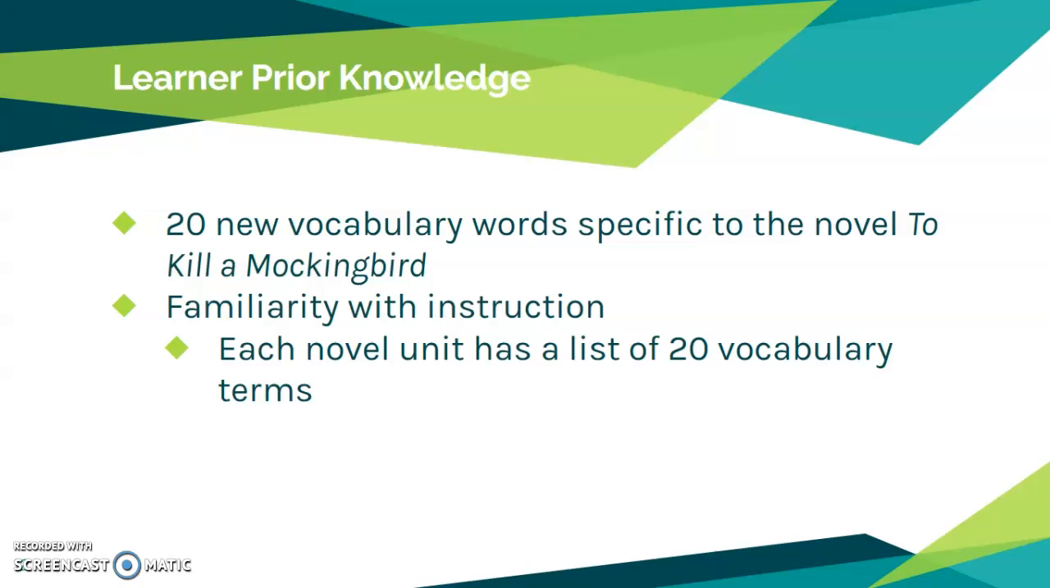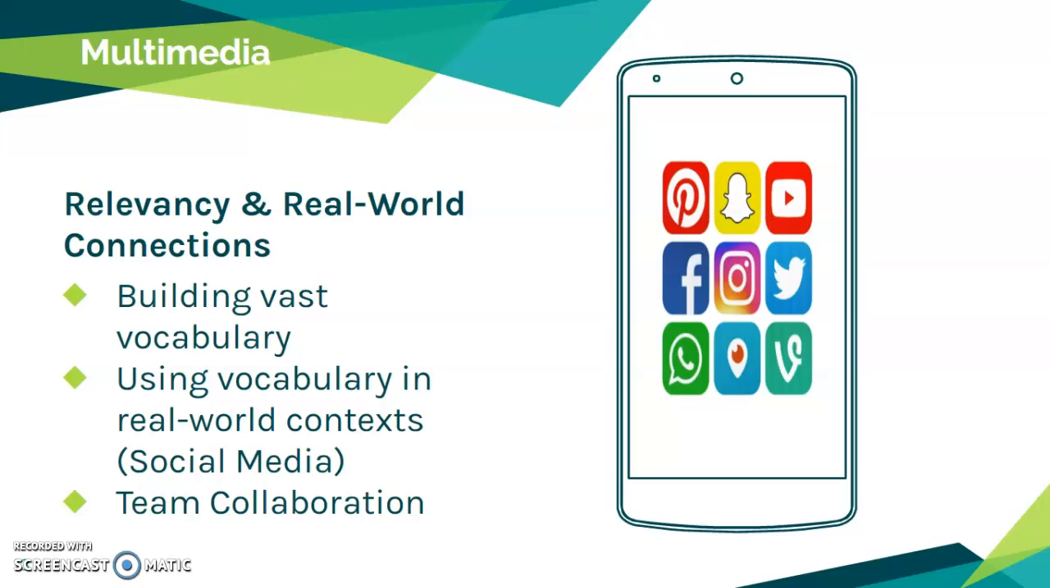For the target audience, their prior knowledge: there are 20 new vocabulary words specific to the novel To Kill a Mockingbird, and they have familiarity with this instruction because each of the novels that we do throughout the year has its own list of 20 vocabulary terms. So they get into a rhythm on how to learn and apply new vocabulary. They know that there's going to be some social interaction along the way, so they are familiar with some of the instruction that will happen. And they have created Frayer models in the past.